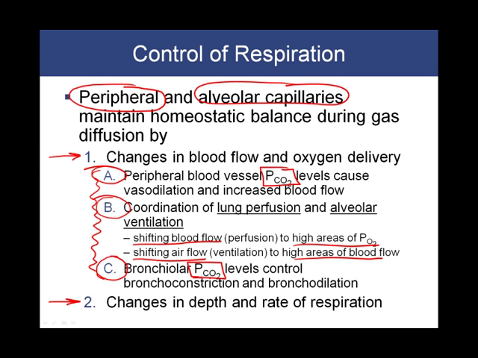In summary, increased blood flow to areas where there's lots of carbon dioxide and not enough oxygen. That's peripherally, so organs. There's a matching of perfusion and ventilation in the lungs so that we have lots of air where there's lots of blood and not so much air where there's not so much blood, and areas in bronchioles that have lots of carbon dioxide, we open up those airways to allow more airflow and to allow more oxygen to get in and carbon dioxide to get out.